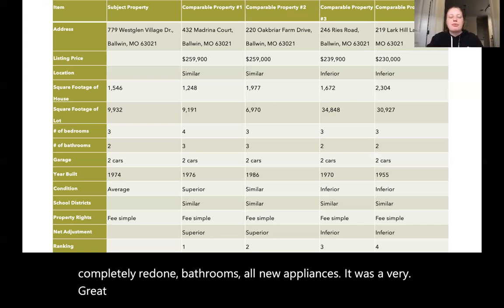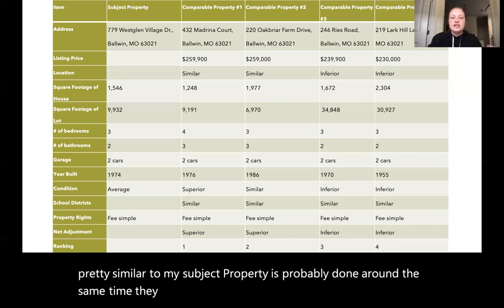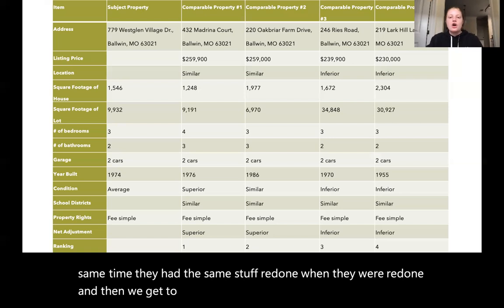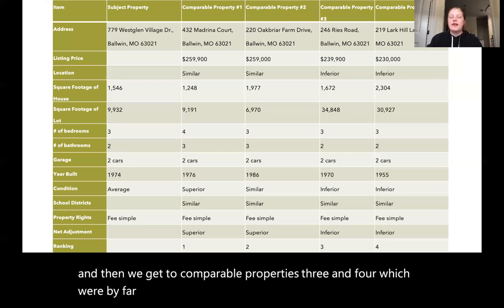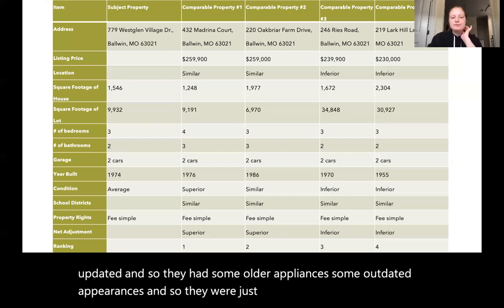Then we have comparable property 2, where it was pretty similar to my subject property. It was probably done around the same time. They had the same stuff redone when they were redone. And then we get to comparable properties 3 and 4, which were by far inferior to my subject property. They haven't been updated. They had some older appliances, some outdated appearances. And so they were just inferior to my subject property.